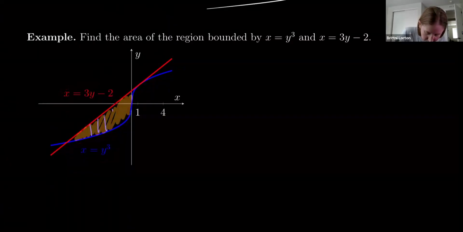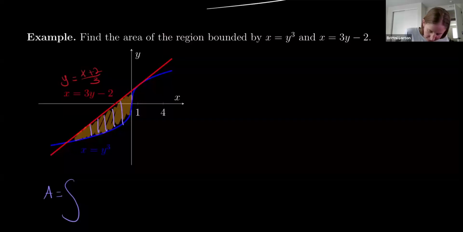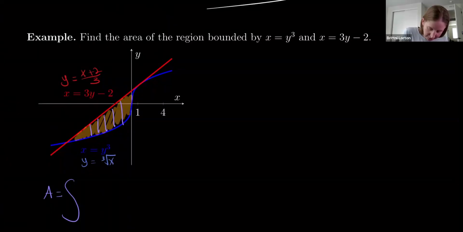Let's practice with that. If I were to do that dx sliver, then my area is going to be the integral of top minus bottom, which, if I get y by itself, let me keep the colors correct, y is equal to x plus 2 all over 3. And this one would be y equals the cubed root of x. And so then that integral would become the top, which was x plus 2 all over 3, minus the bottom, dx. And I need to find their intersection points.